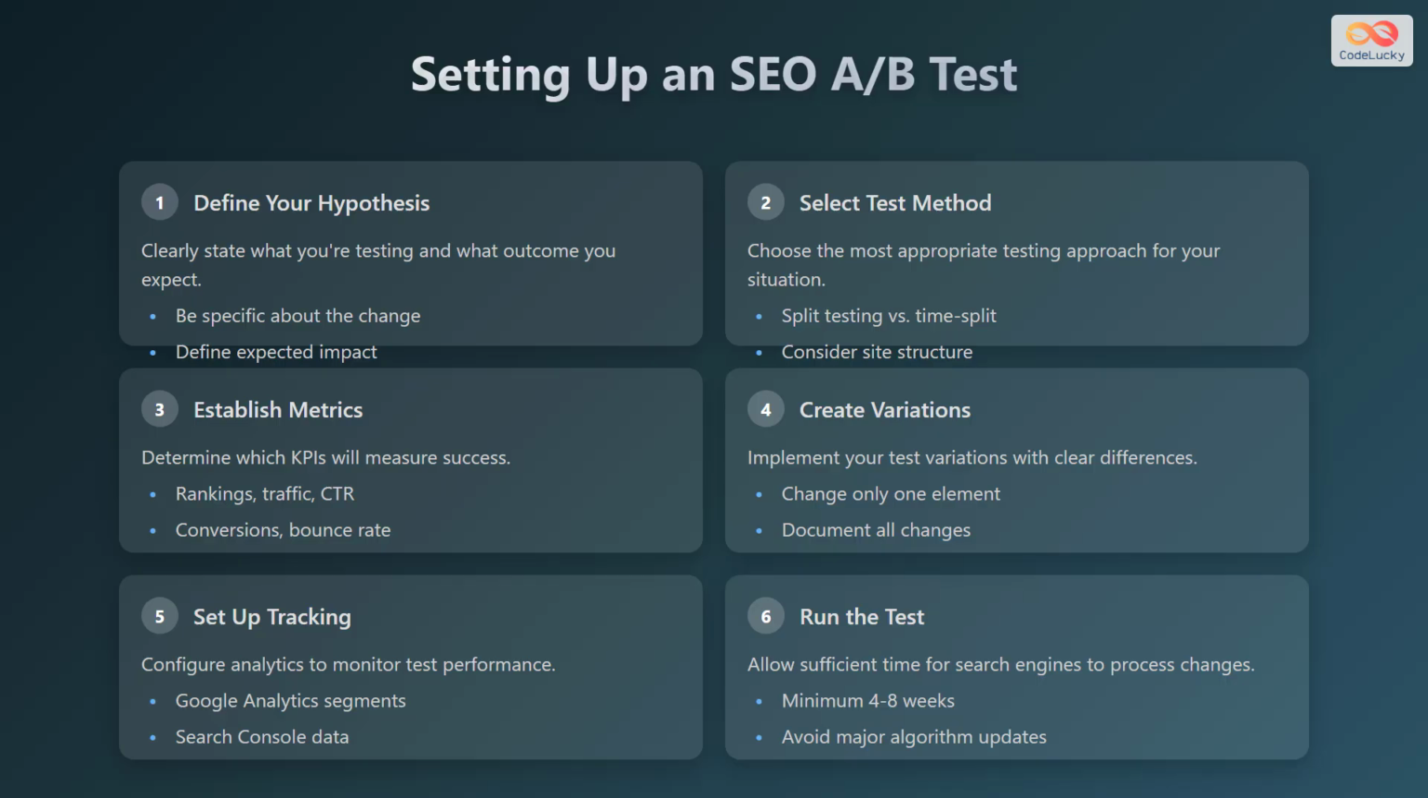Fourth, create variations. Implement your test variations with clear differences. Remember to change only one element at a time and document all changes. Fifth, set up tracking. Configure your analytics to monitor test performance. Use segments in Google Analytics and check data in Search Console.